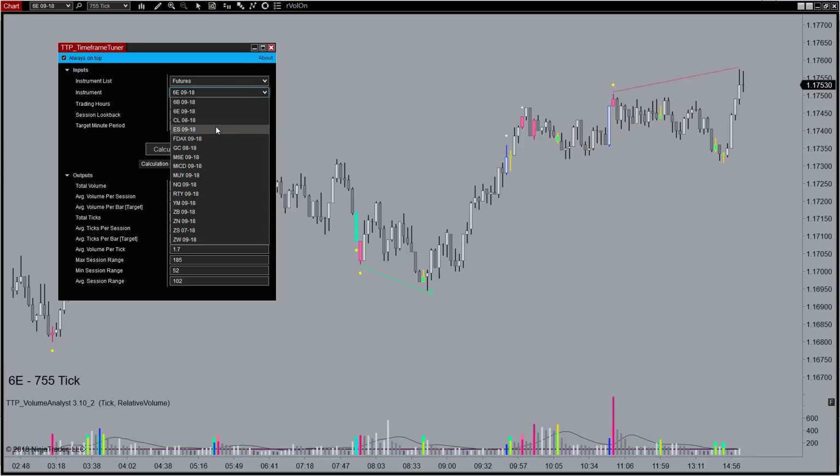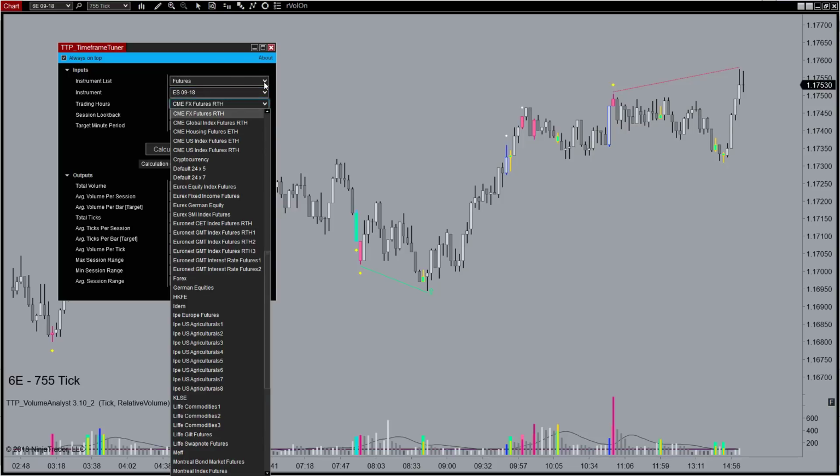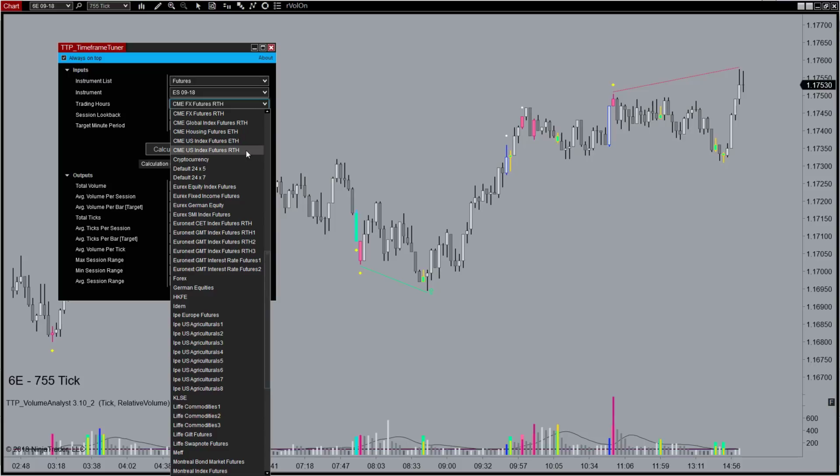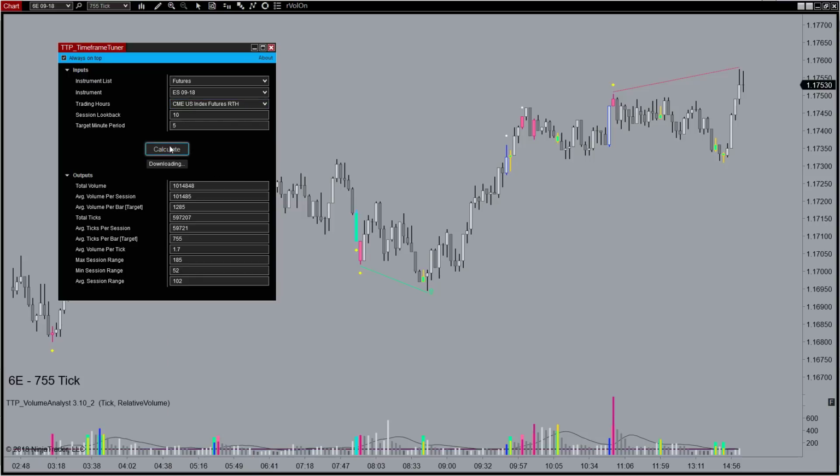Now, if I want to do, say, the ES, I just set ES there. Of course, you can do whatever instrument you want, but I want to match it up with the RTH session. So that's the actual 8:30 a.m. to 3:15 Central day session, so the CME US Index Futures RTH, and then click calculate. If you want to make it really precise for the exact time period that you trade, say you only trade 3 or 4 hours in the morning, you could create a custom session template and just use those particular hours that you want to trade, and then get an even more exact number if that's what you're after.